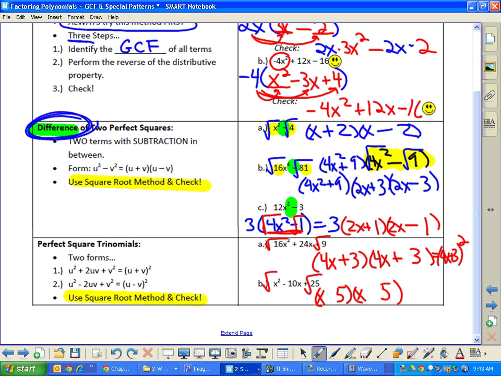Lily? 2 negatives. Get it, girl. Yeah, so x times x is x squared. We always check with FOIL. X times x is x squared minus 5x minus 5x. Do you see that, Byron? Negative 10x, and then negative 5 and negative 5. The product of those gives me positive 25.